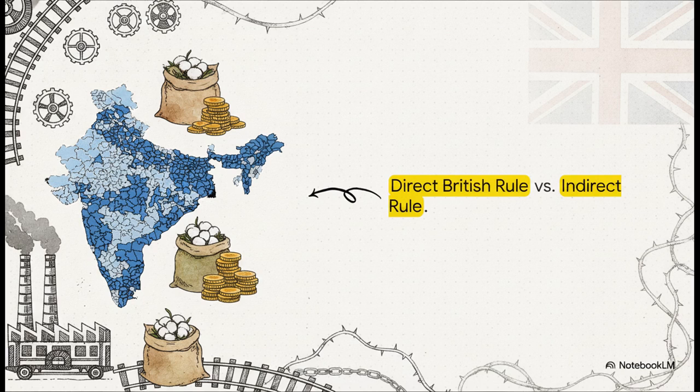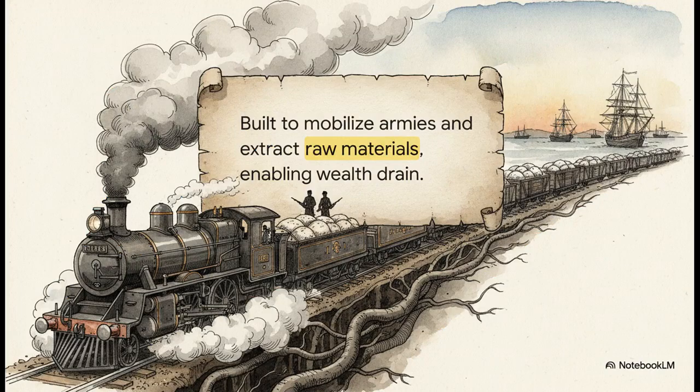Those direct rural areas are exactly where the colonial administration intensely built its extractive infrastructure, ensuring tight control over the most lucrative agricultural and commercial zones. When we think of infrastructure from this era, our minds immediately go to the railways.